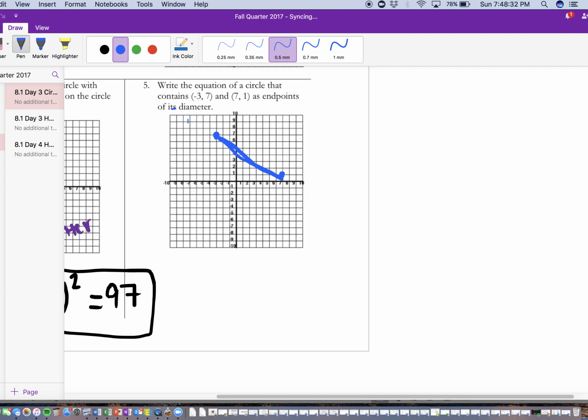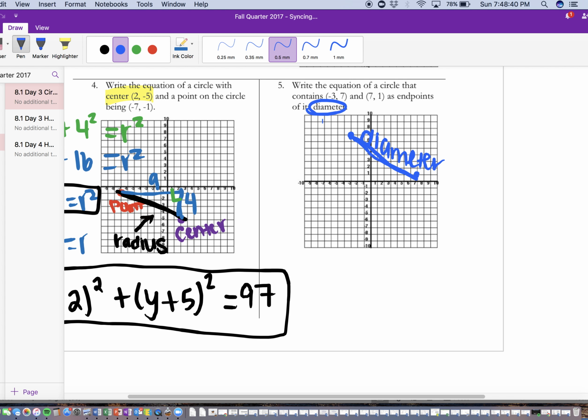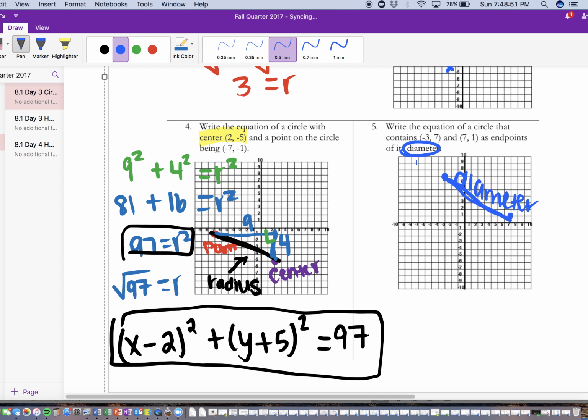Read this very carefully. It says the endpoints of your diameter. So if I were you, I would go ahead and label this as my diameter, right? Notice over here, the distance from the center to any point on the circle, that's defined to be a radius, okay? But here, they're telling you that these two endpoints form our diameter, okay?